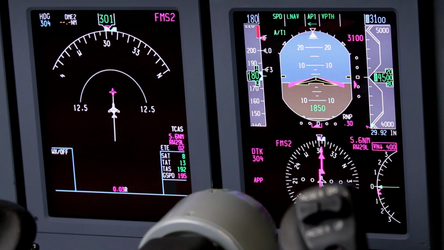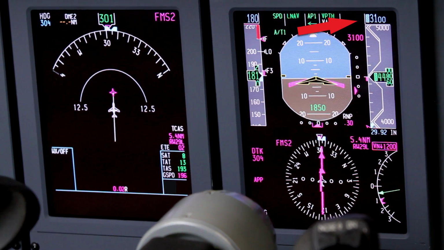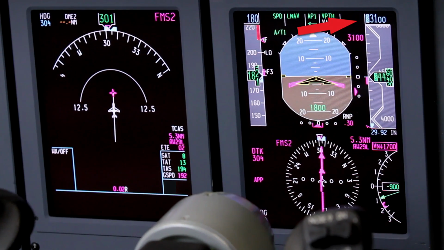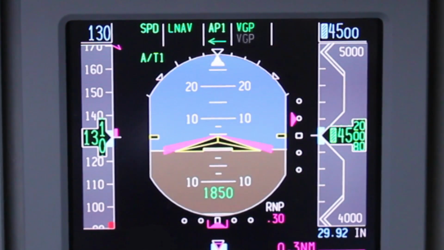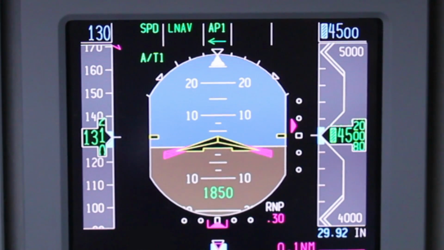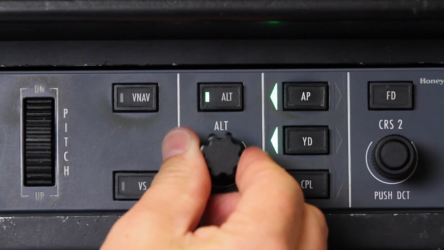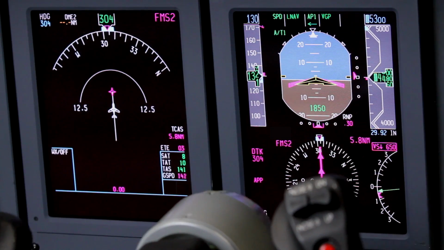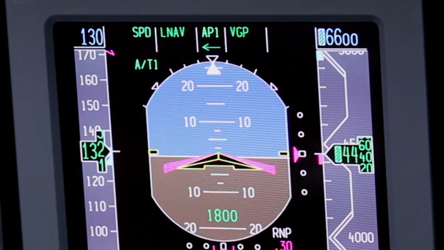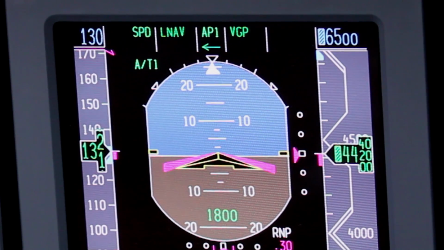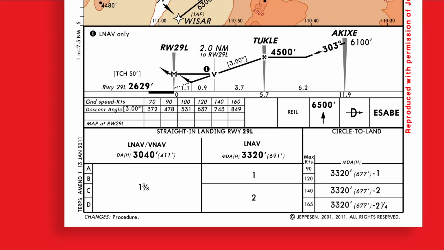VPath mode respects the altitude in the altitude preselector, meaning it will not allow the aircraft to descend below the altitude set in the altitude preselector. VGP is similar to VPath mode, but with one important difference. Unlike VPath mode, VGP mode disregards the altitude set in the preselector, meaning the aircraft can continue a descent with the altitude preselector set to a higher altitude, similar to the way an ILS glide slope mode behaves.